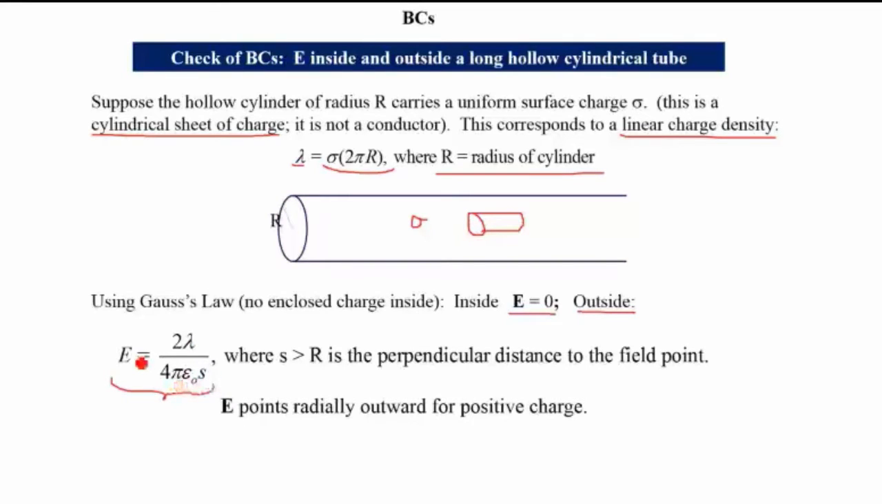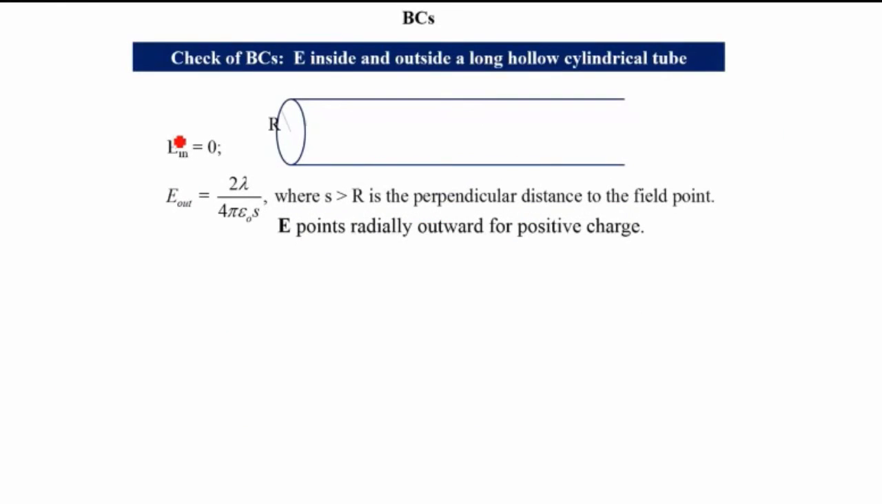So in other words, this looks like a line charge with charge density lambda. Here we have S greater than R, n is the perpendicular distance to the field point, and E points radially outward for positive charge. And so if I make this a vector, I should put in an s hat, and that will be fine. We have two values of E. Inside is 0. Outside is this quantity here. And we've already said that E points radially.